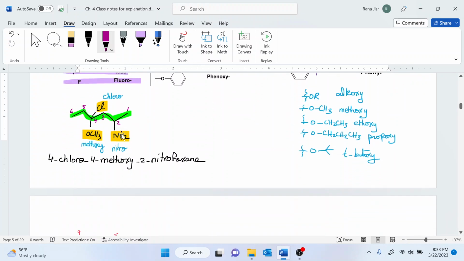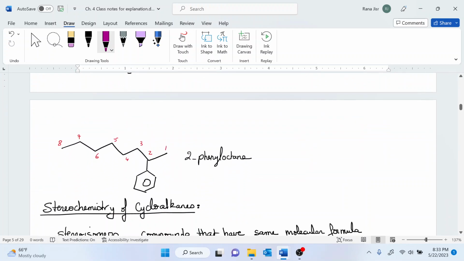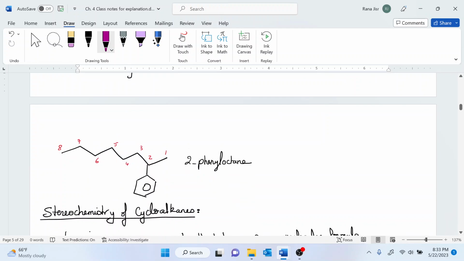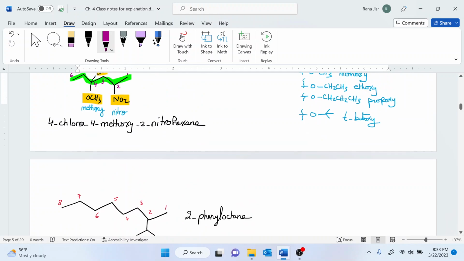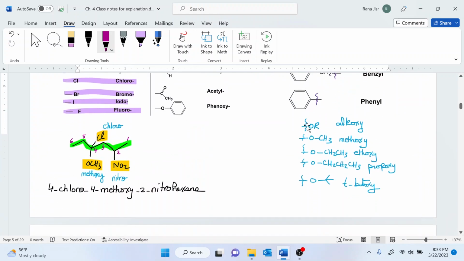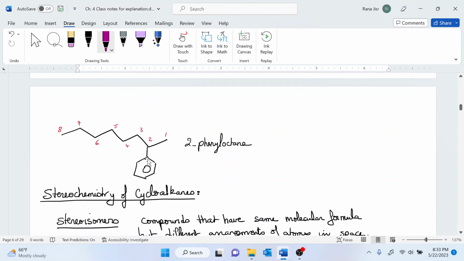So this is an example here, having the chloro, the nitro, and the methoxy. You just put them in the name and number your substituent. Give your first substituent the lowest number, arrange them in alphabetical order. C comes first, and then the methoxy, and then the nitrohexane. If you have a carbon chain, and on that carbon chain there is a benzene, we said that this benzene, we call it a phenyl group. So you're going to name this as 2-phenyl, and then octane.